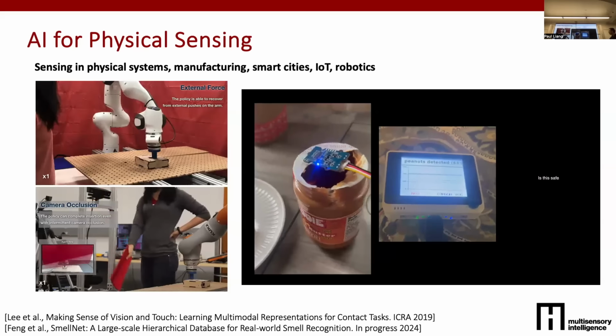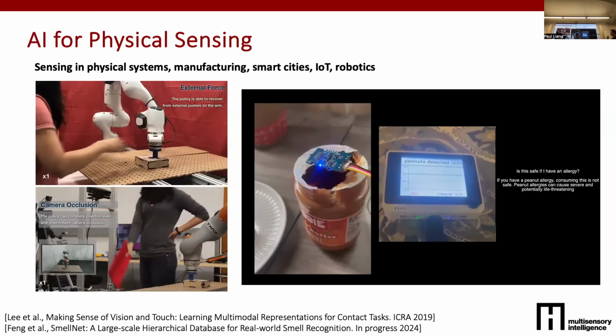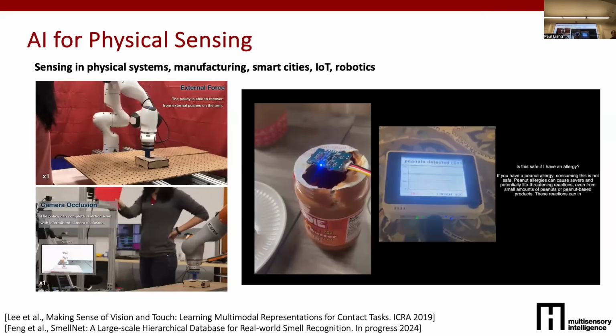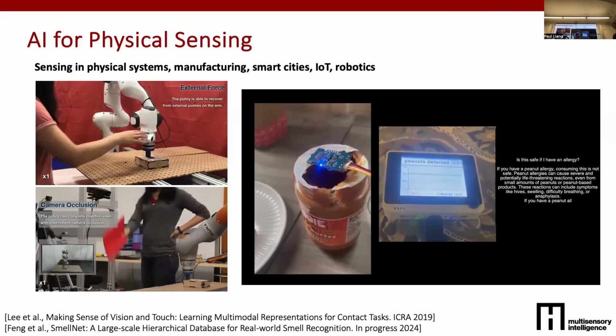So you can bring it to a candy bar or a piece of cake or a jar of peanut butter, and it will detect peanuts if it's present. That can be very useful for someone who might be allergic to peanuts.